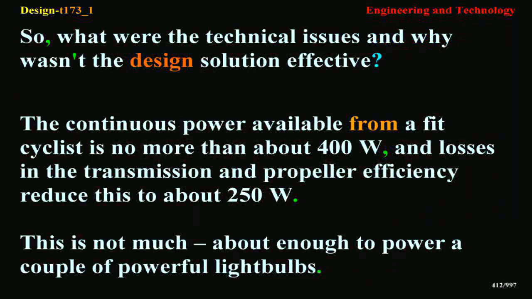So, what were the technical issues and why wasn't the design solution effective? The continuous power available from a fit cyclist is no more than about 400 W, and losses in the transmission and propeller efficiency reduce this to about 250 W. This is not much, about enough to power a couple of powerful light bulbs.